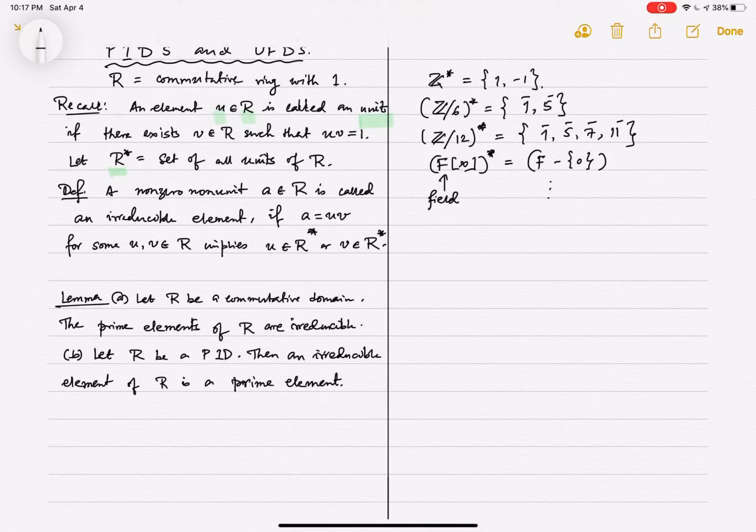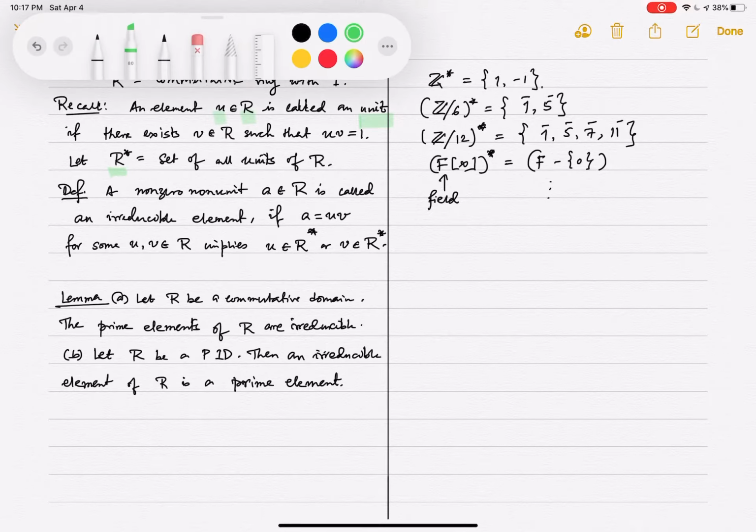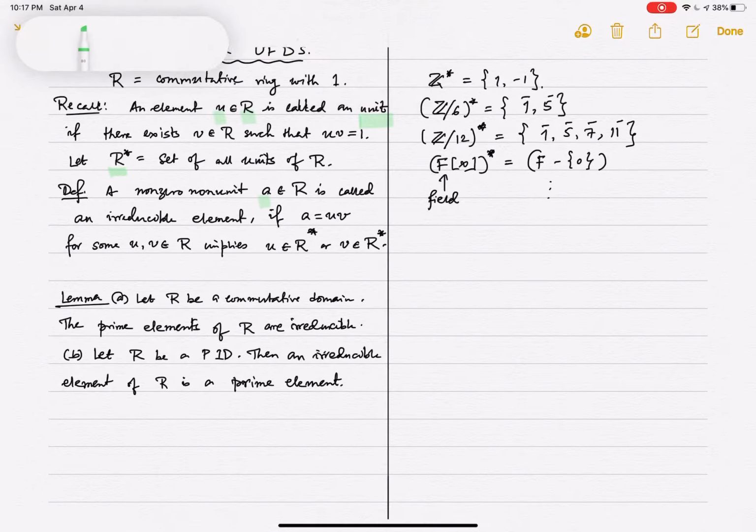And then a non-zero, non-unit element A in the ring R is called an irreducible element if you cannot factor it other than just moving around units. So what I'm saying is that a non-zero non-unit A is called irreducible if whenever you write A as a product of two things, U and V, in the ring, then one of them has to be a unit.